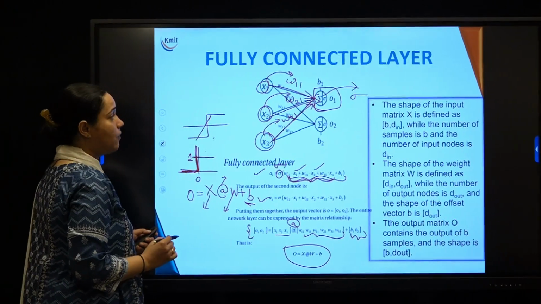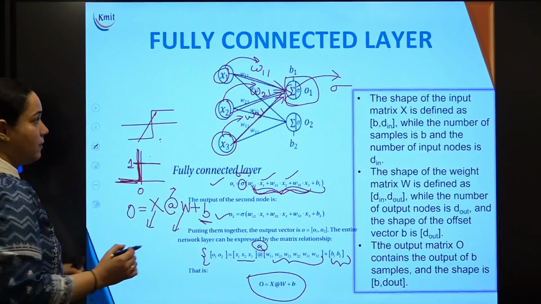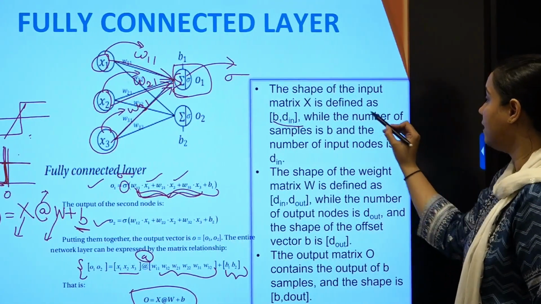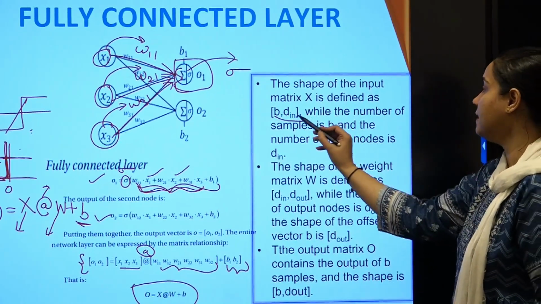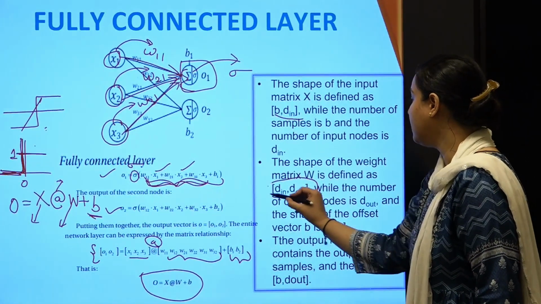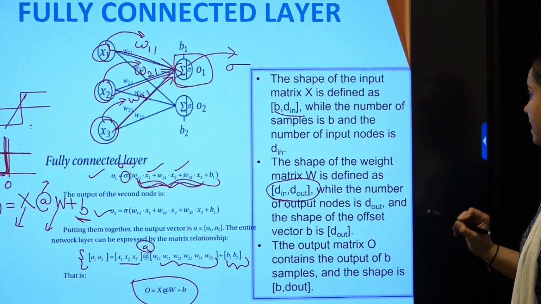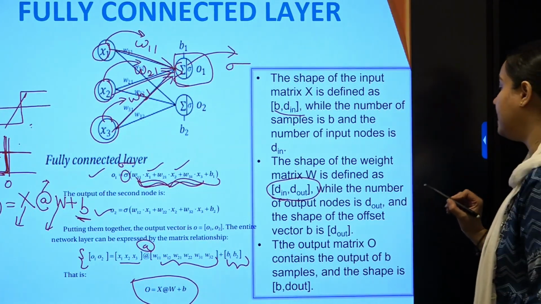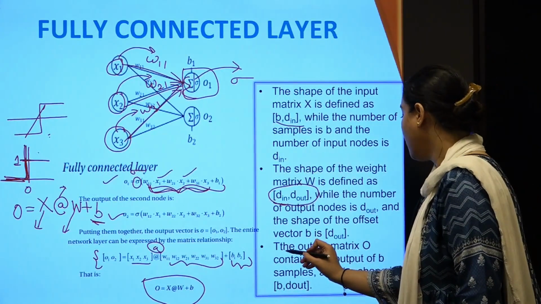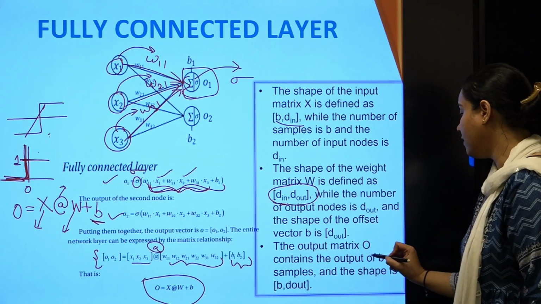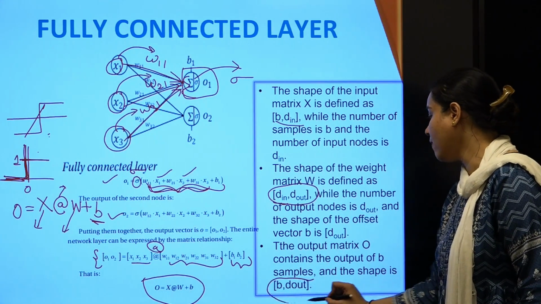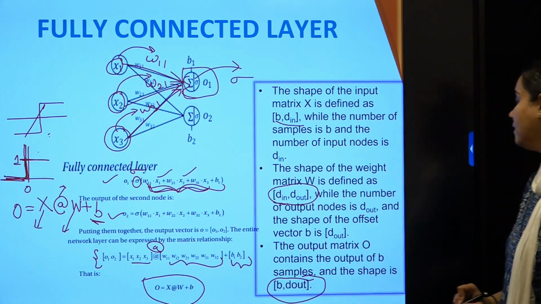So what is the shape of the input matrix? The shape of the input matrix is going to be B comma D in. So B is the number of samples, and D in is the number of input nodes. What is the shape of the weight matrix? D in comma D out. Okay. D in is the number of input nodes, D out is the number of output nodes. Okay. And what is the output matrix? The output matrix consists of the output of B samples, and what is the shape of the output matrix? It is B comma D out.